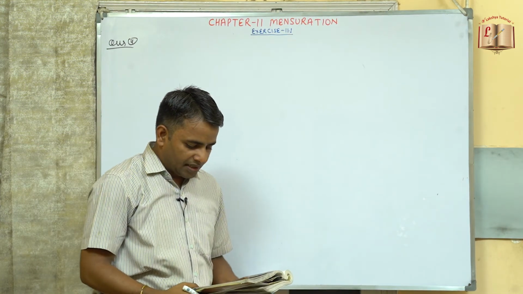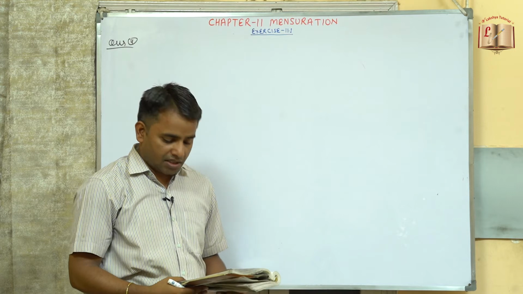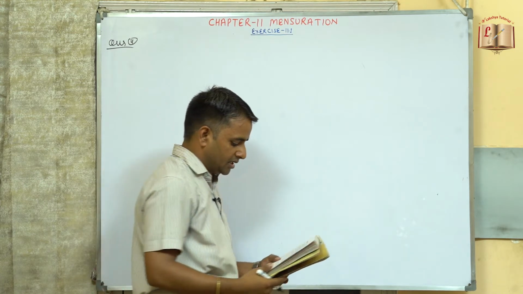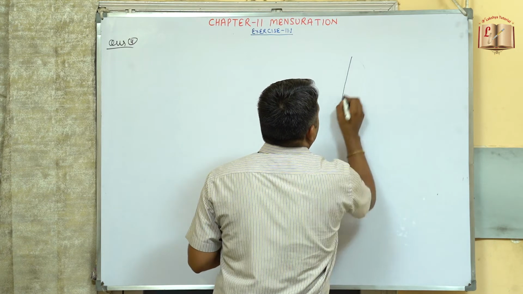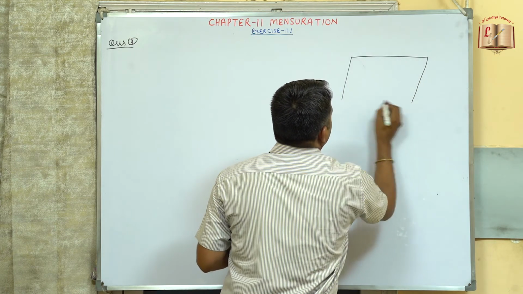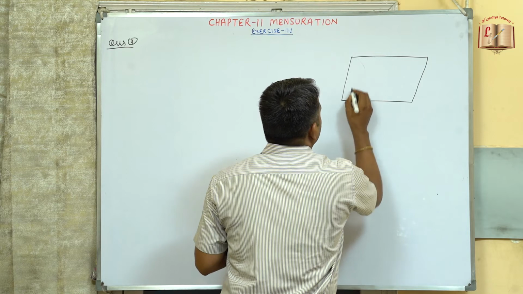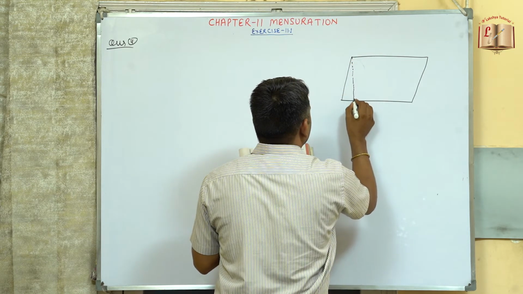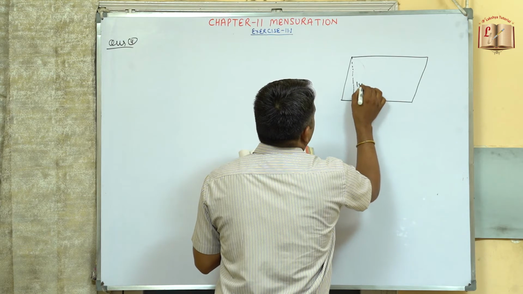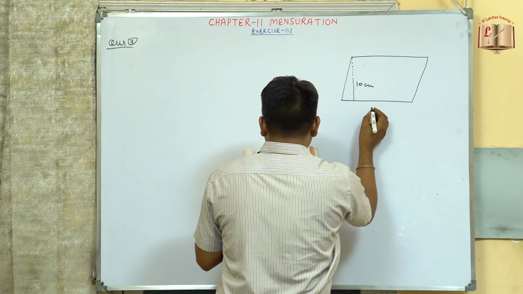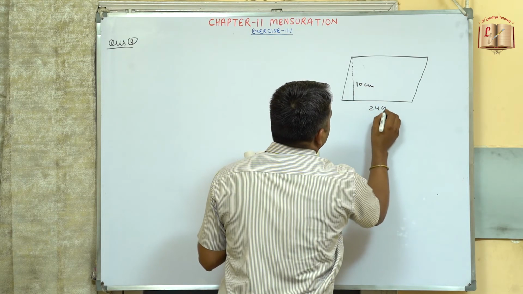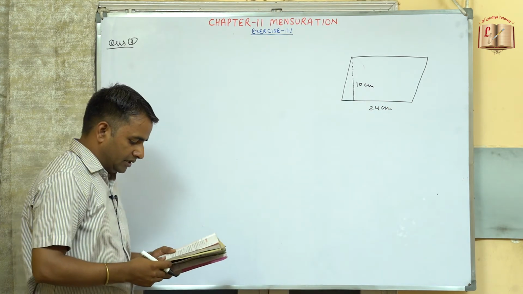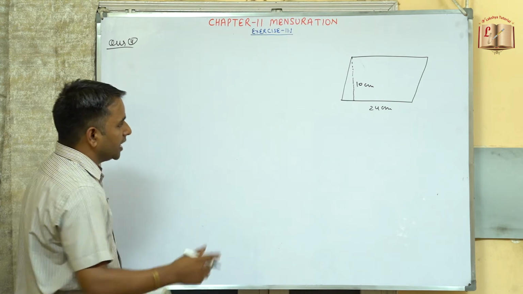A flooring tile has the shape of a parallelogram with the base 24 centimeter and the corresponding height 10 centimeter. So this tile is in this shape. The height of this tile is already given to us. This height is 10 centimeter and this base is given as 24 centimeter. So how many tiles are required to cover a floor of this area?